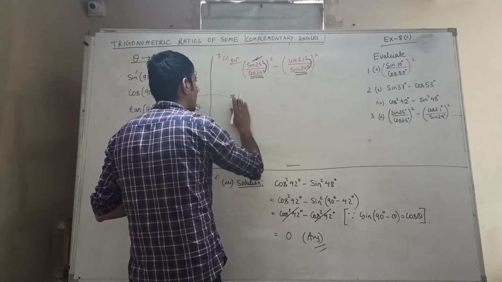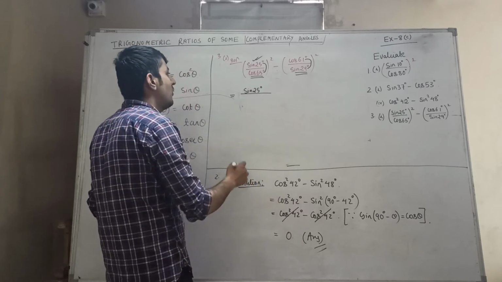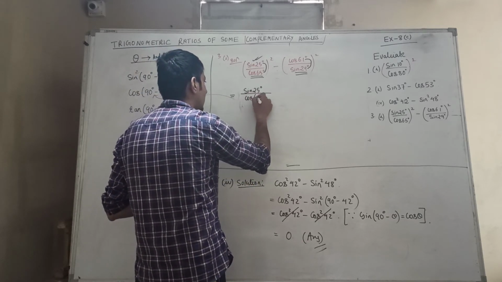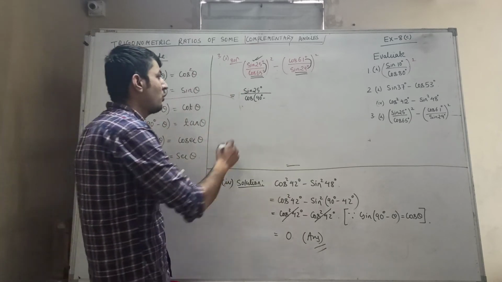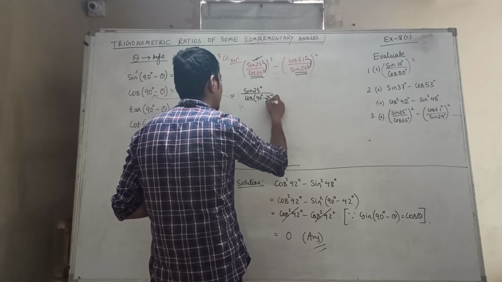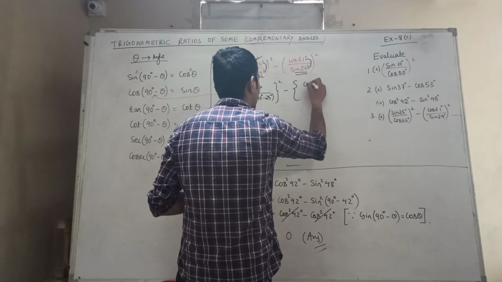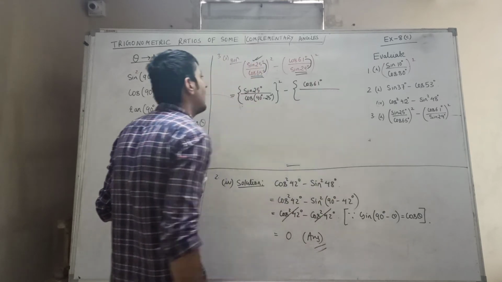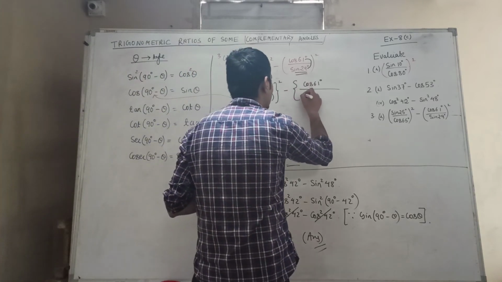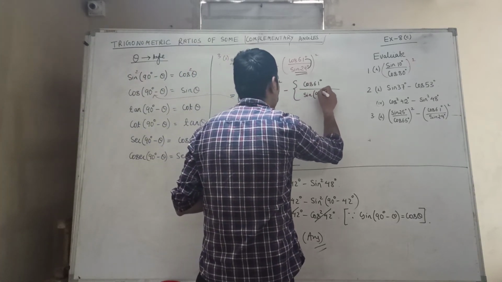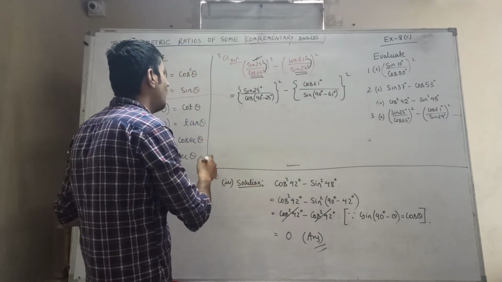Sine 25 is sine 25 degree, and your denominator will become cos of 90 minus how much? I should get 65, so 90 minus 25 will be 65. Then the whole thing is squared, minus cos 61 degree. And the denominator, do it exactly in the same manner: it will become sine of 90 minus 61 degree. Again, the whole thing squared.